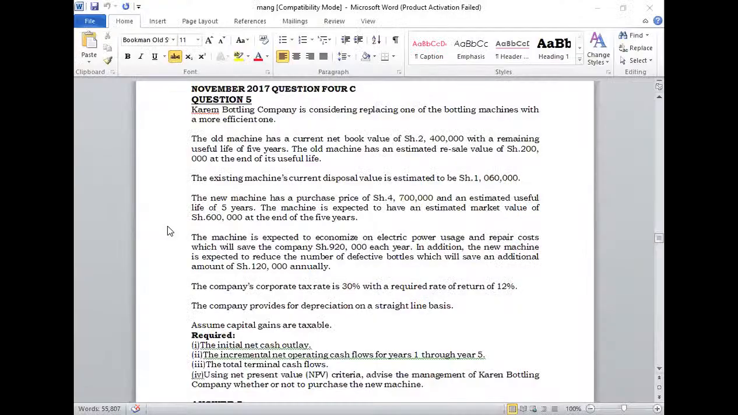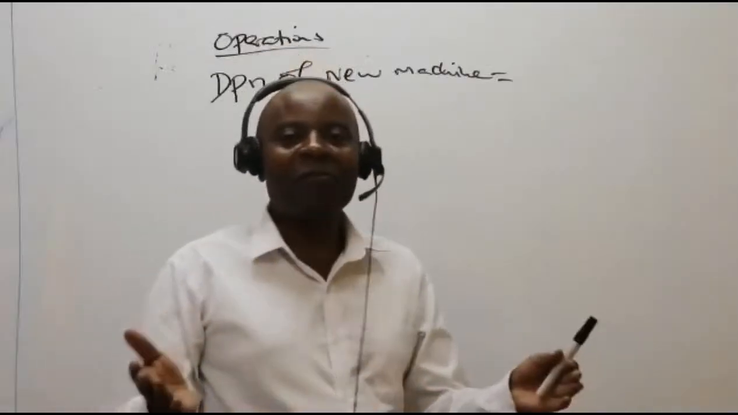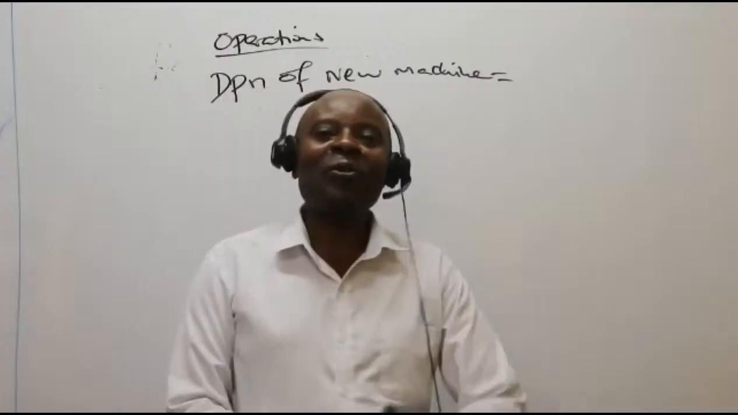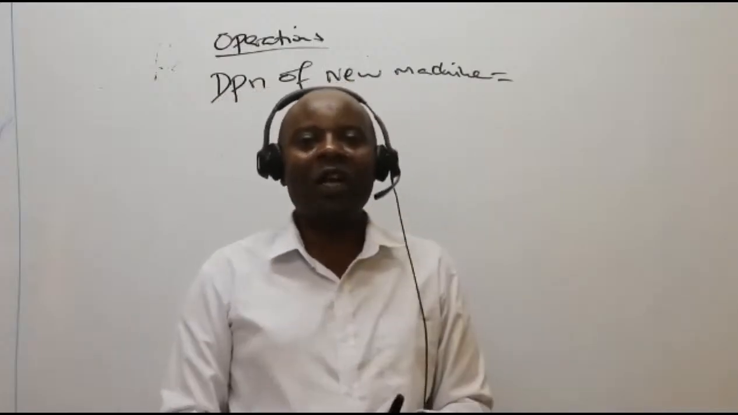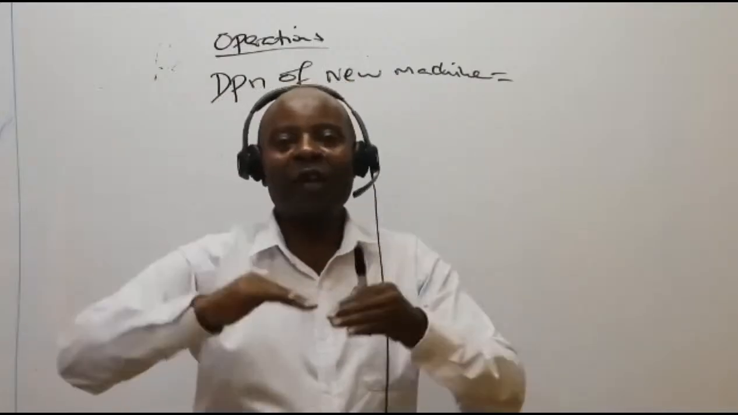So we are told here the new machine has a purchase price of 4,700 and an estimated useful life of 5 years. The machine is expected to have an estimated market value of 600,000 at the end of 5 years. Remember, for us, unless we are told otherwise, depreciation is straight line. You take the initial cost of the machine minus the scrap over the number of years.